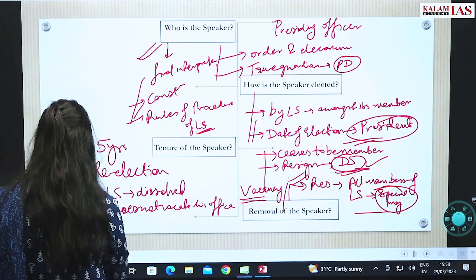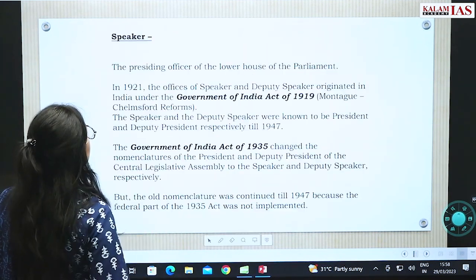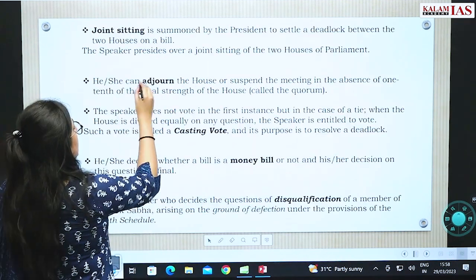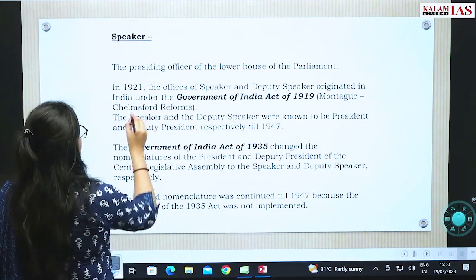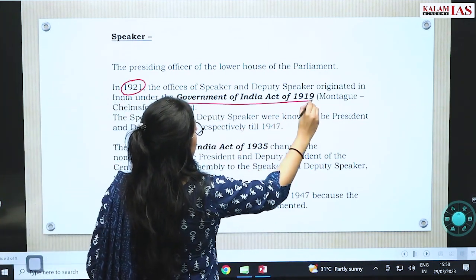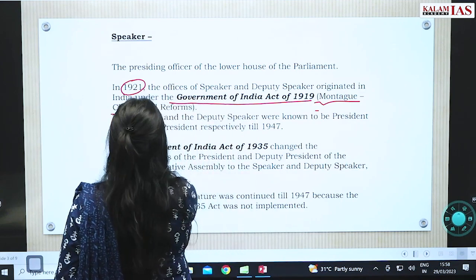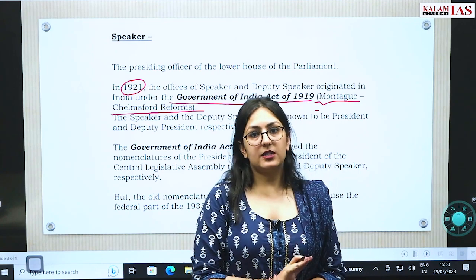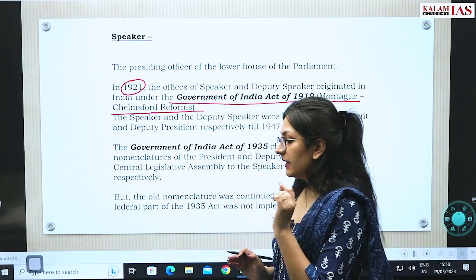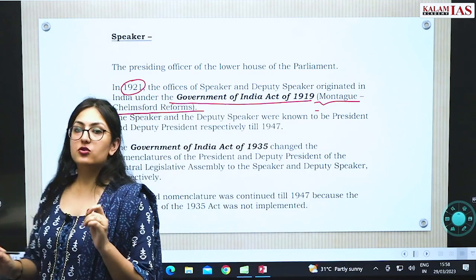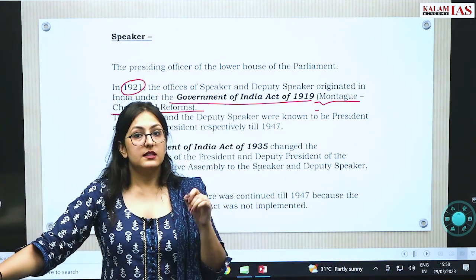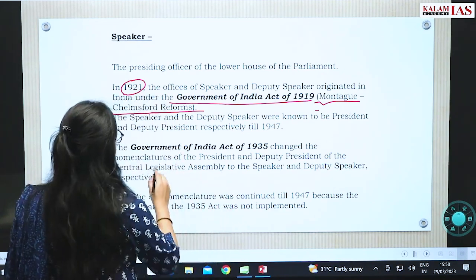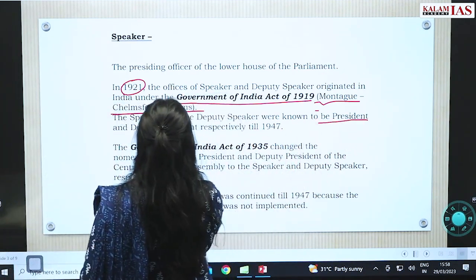Now, you know the office of the Speaker has been created. It came into existence in 1921 under the Government of India Act 1919, which was the Montagu-Chelmsford reforms. Okay, so the office of Speaker and Deputy Speaker originated in 1921, but at that time we did not used to call them Speaker and Deputy Speaker. Instead, we used to call them President and Deputy President.